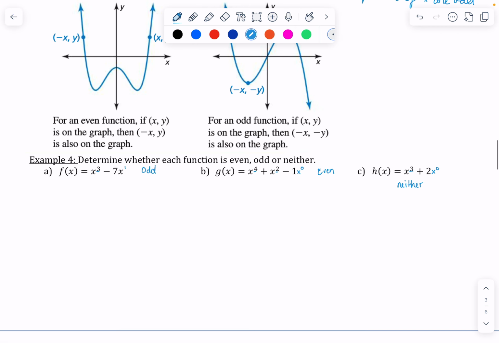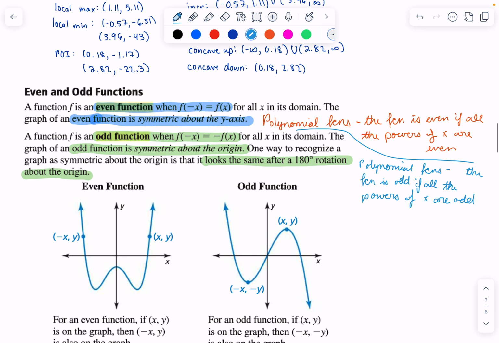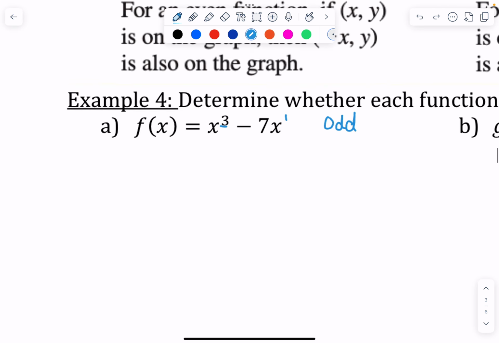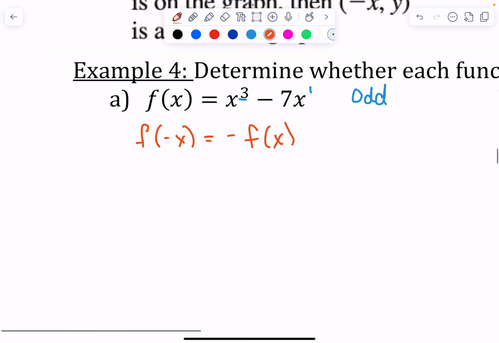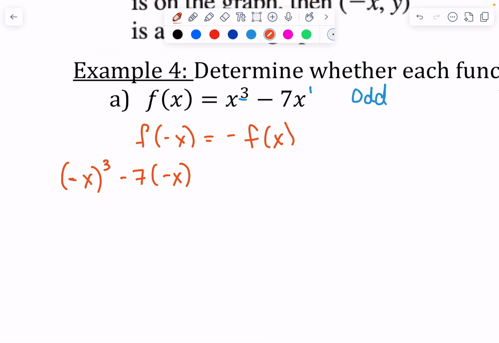Now, just to show you also how it works with the rules of f of negative x and negative f of x, this is an odd function, which means f of negative x will produce the same thing as negative f of x. So what is f of negative x? Well, that's (negative x) cubed minus 7 times negative x. What is negative f of x? That's negative x cubed minus 7x. And the question is, are these two things equal? If they are, it's an odd function.